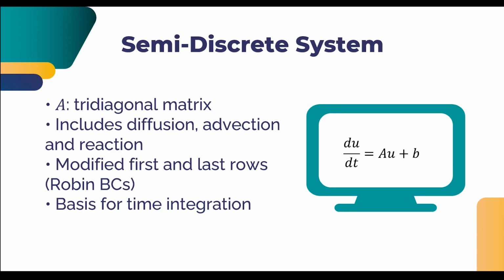Using the method of lines, we substitute the spatial approximation into the PDE. This transforms the continuous equation into a semi-discrete system of ordinary differential equations, expressed as the one on the screen. The matrix A represents the discretized spatial operator, while the vector P accounts for the source term and boundary conditions.